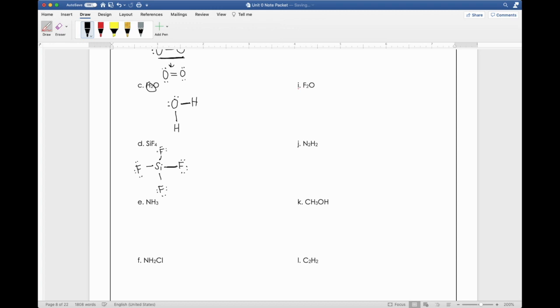And those lone pairs are important. So you do need to include lone pairs. I know they're a pain in the neck to draw. Trust me, I've been doing chemistry most of my life. I get it. But they are important to the overall structure and the reactivity of that molecule.